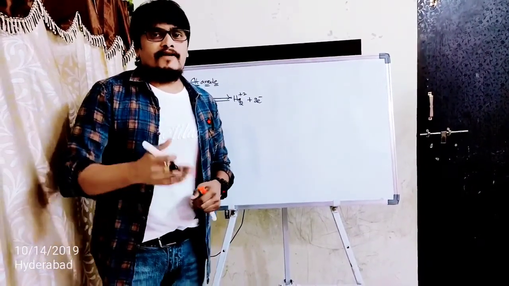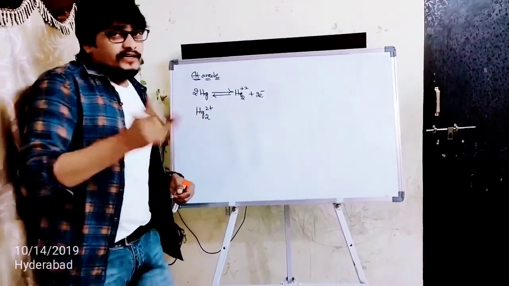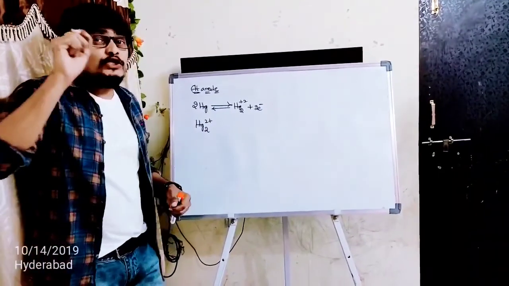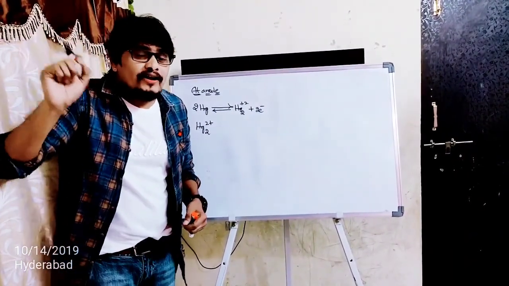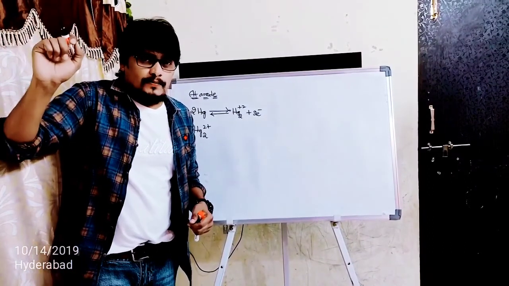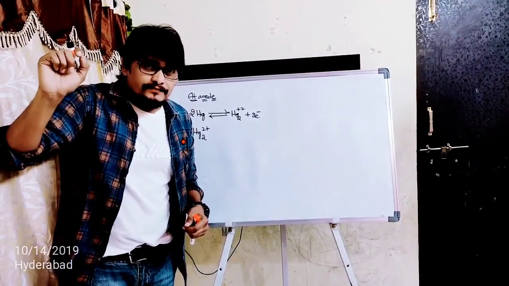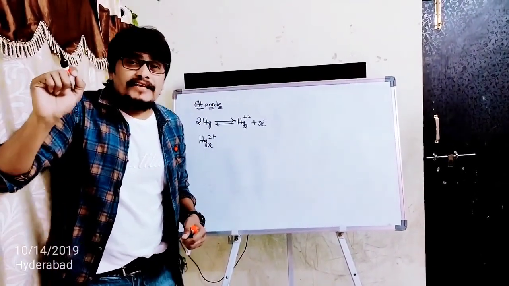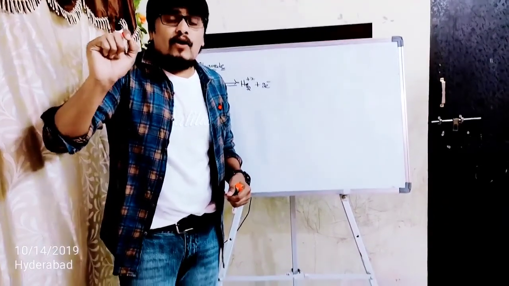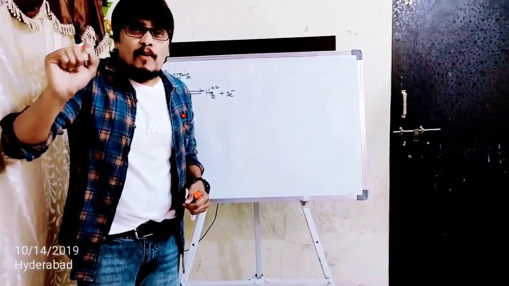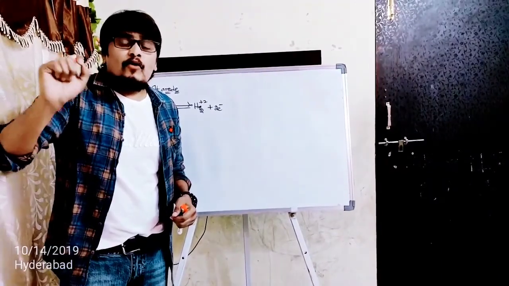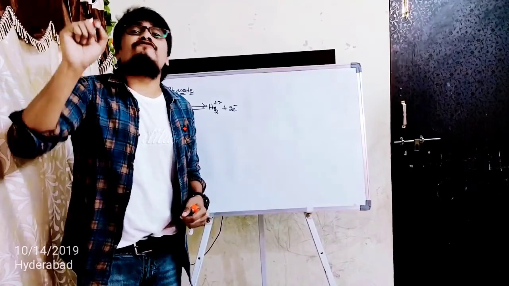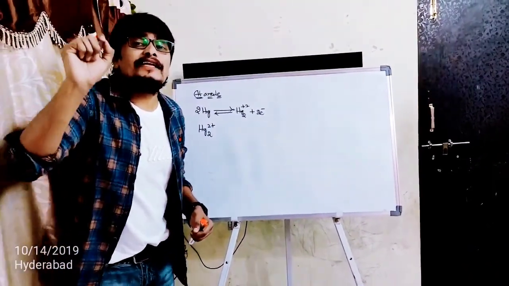Alright. Now, since there are two cations, Hg2 2+, what will you write? Cl minus 2? Cl minus 2 will not exist in nature, because Cl minus is a monovalent anion. Since it is a monovalent anion, it will not be in the Cl minus 2 form. It will be in the Cl minus form.